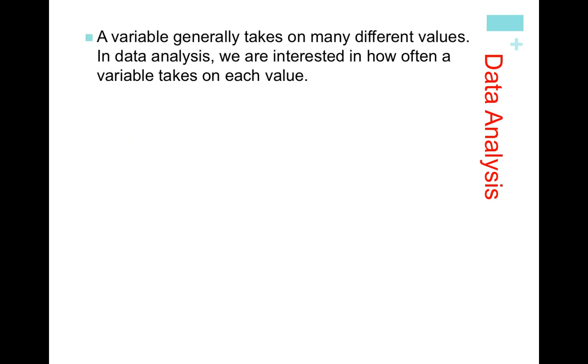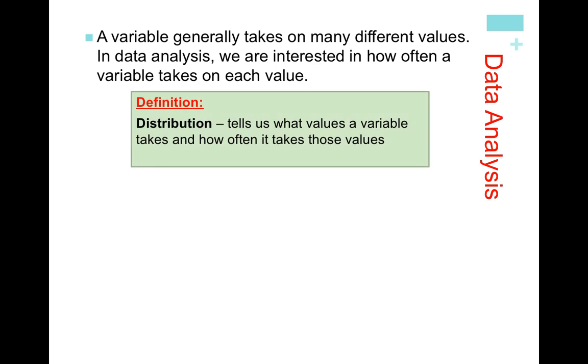So in terms of our graphing that we're going to do, and then a lot of our number crunching or numerical analysis, we want to look at what we call the distribution of a variable. And the distribution of a variable in general tells us what values that variable takes on. Sometimes if it's a quantitative variable, it would be the range of numerical values. If it's a categorical variable, it would just be the different outcomes that we could have, and then how often the variable takes on those values.